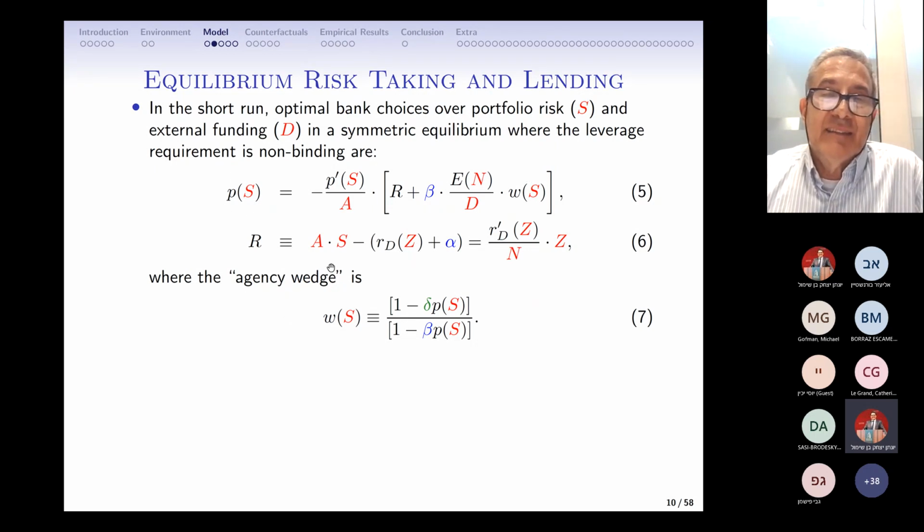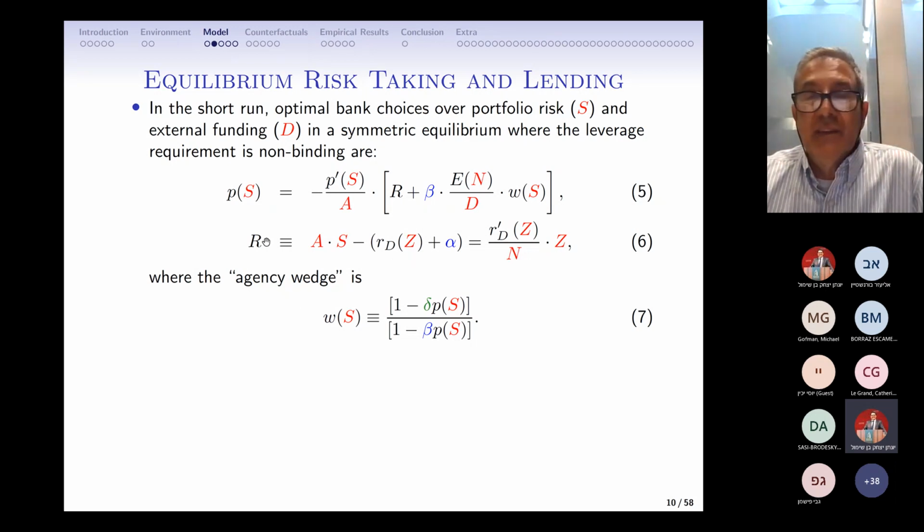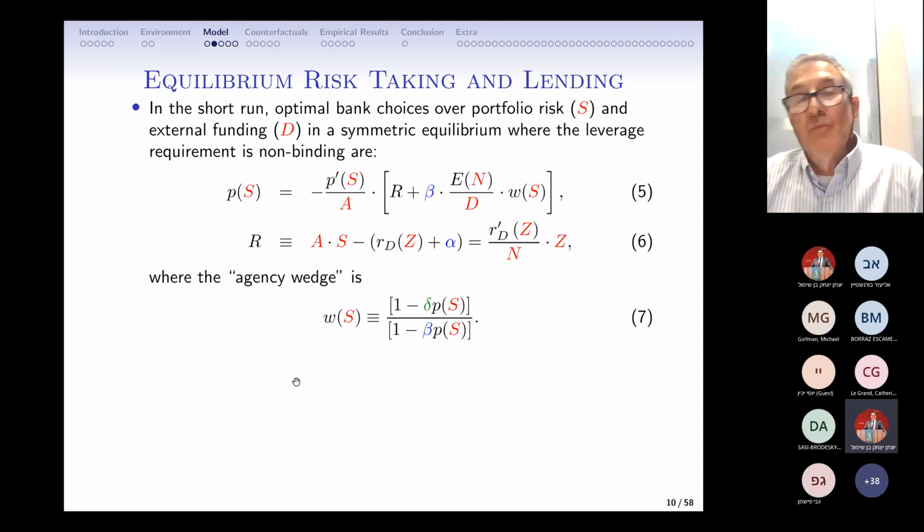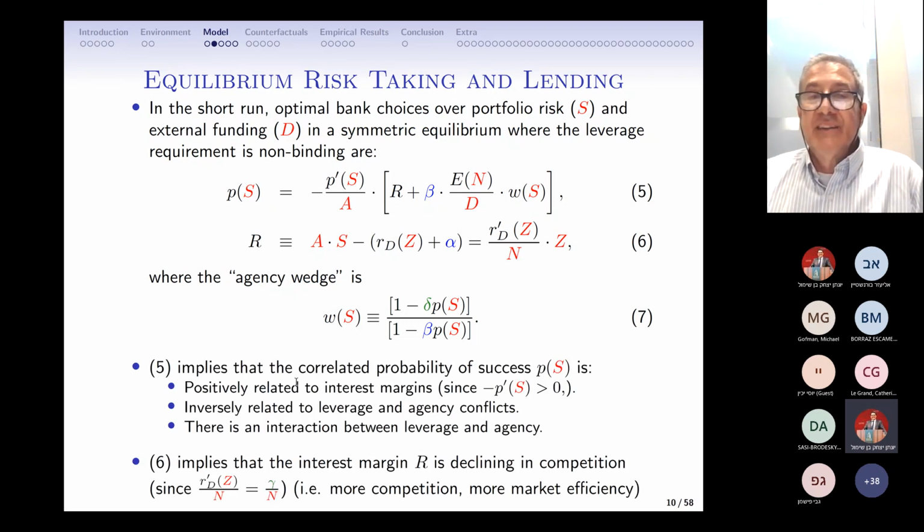So that's this equation. Just quickly, that's the definition of the interest margin. It's given by the marginal cost of taking in funds over the number of banks. So if N is a big number, so there's a lot of competition, lots of banks out there, this here is small, and you get lower interest margins. More competition, lower interest margins. That's all that is said here.